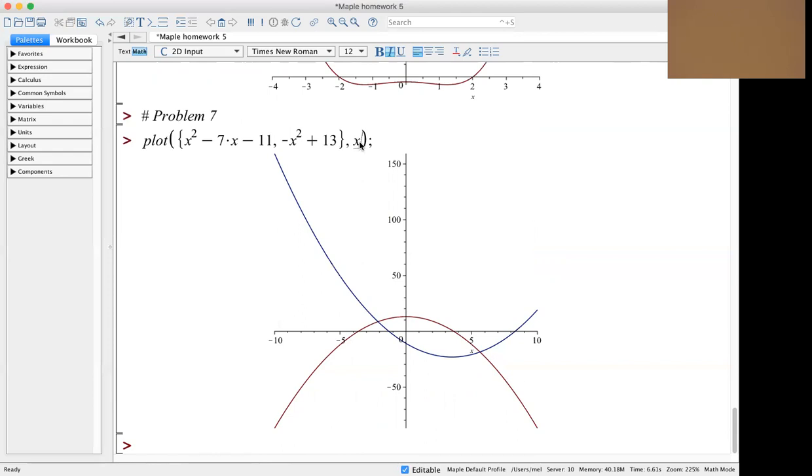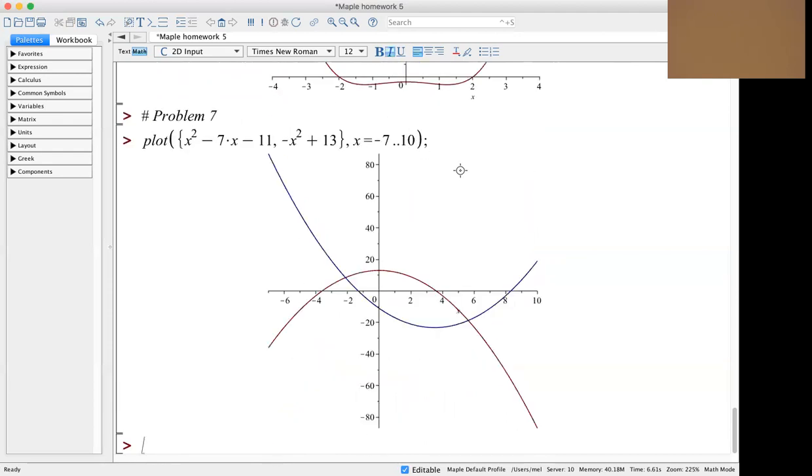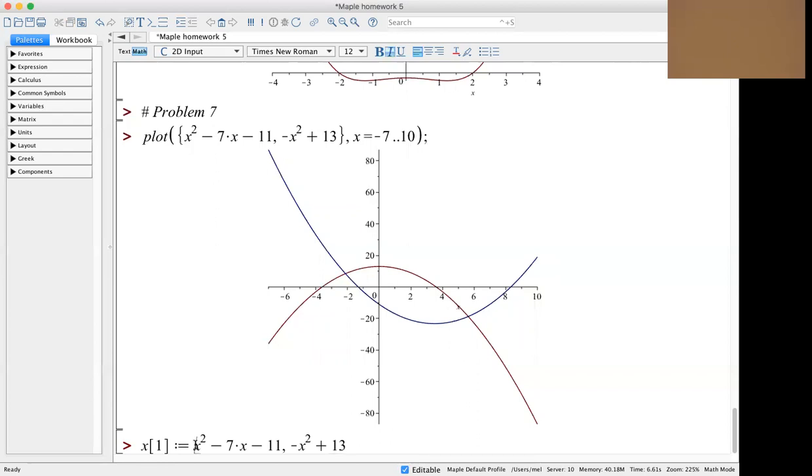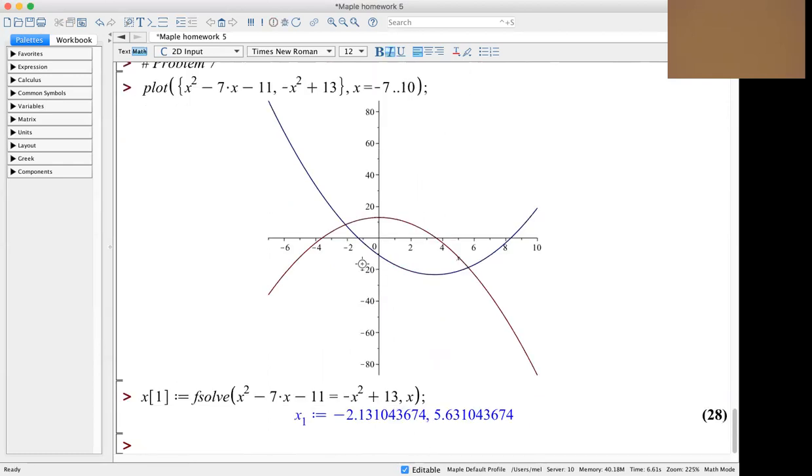Let me just plot this maybe from... There we go. That gives us a better picture, I think. And we just want to find the places where the two curves intersect. So let's say x1 is the point where the two curves intersect. That means what you get when you fsolve the equation x squared minus 7x minus 11 equals minus x squared plus 13. Solve that for x. This is minus 2 something. This is 5.6.